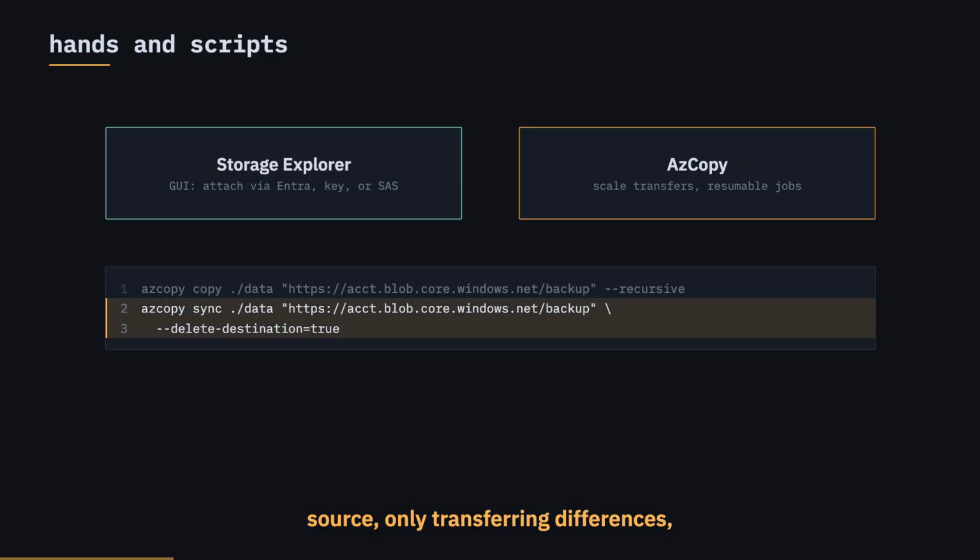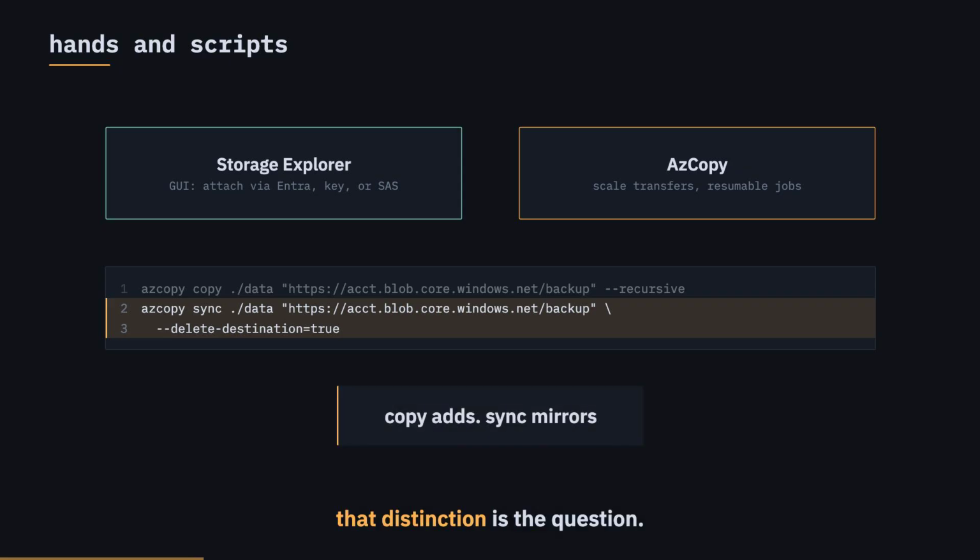only transferring differences, and with the delete destination flag, it will remove files that no longer exist on the source, a true mirror. Copy adds, sync mirrors. That distinction is the question. It authenticates through AzCopy login with an Entra identity or through SAS tokens pasted into the URL, and big jobs that die halfway can resume where they stopped.